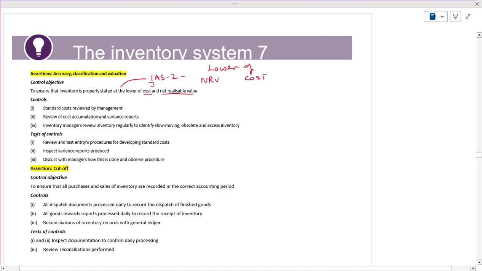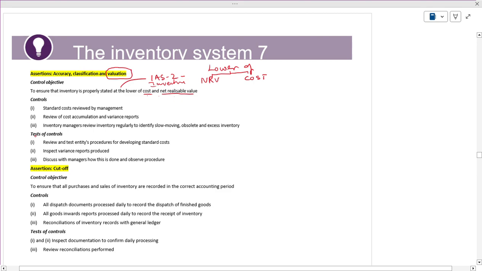This is the method. Method of valuation. Is it a method of valuation of inventory? To ensure that it is properly stated, lower of cost or net realizable value. Keep it in mind. I am putting it like this. People say lower of the cost. No, lower of cost or net realizable value. That is what the classification and valuation talks about.